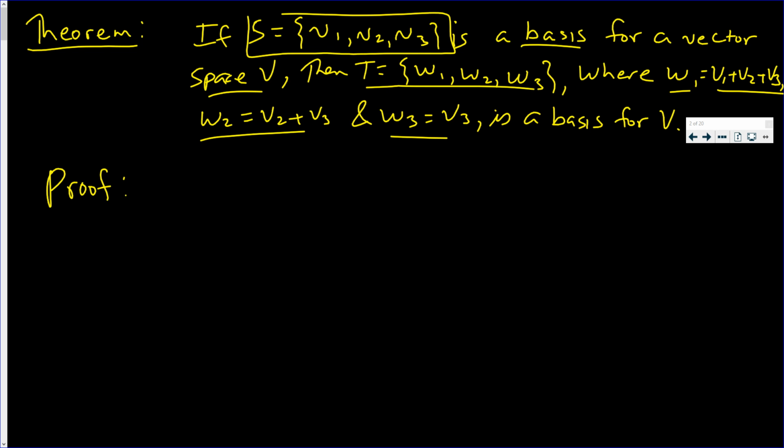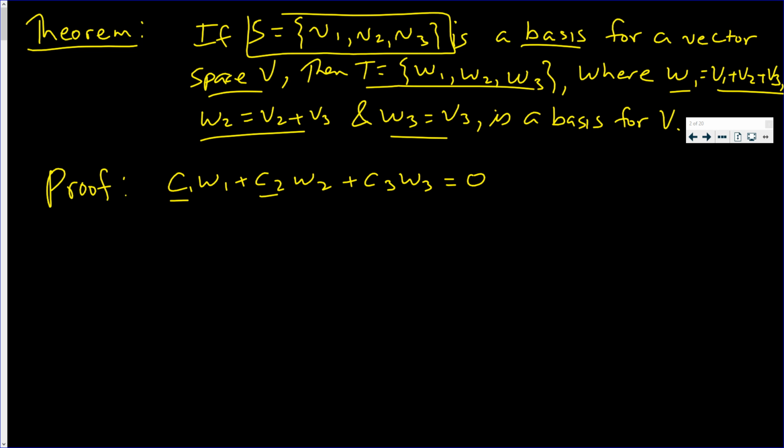that is also a basis. So to show that any set is a basis, we need to show that this set is linearly independent and it spans the vector space. So let us look at a linear combination of vectors of T. Say C1 W1 plus C2 W2 plus C3 W3, and let's set it equal to 0.